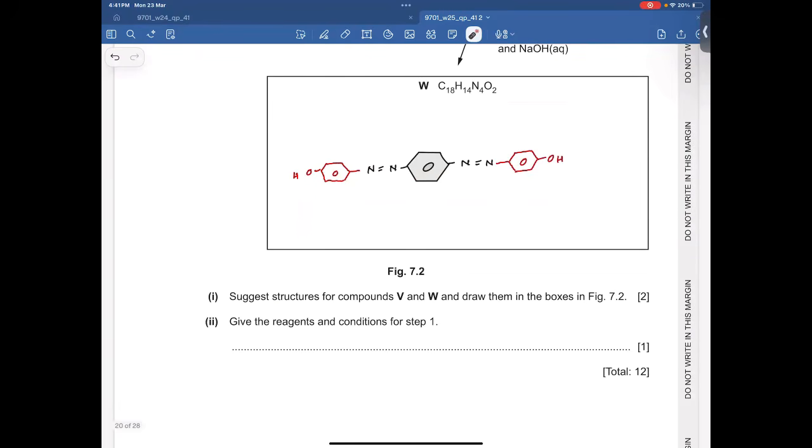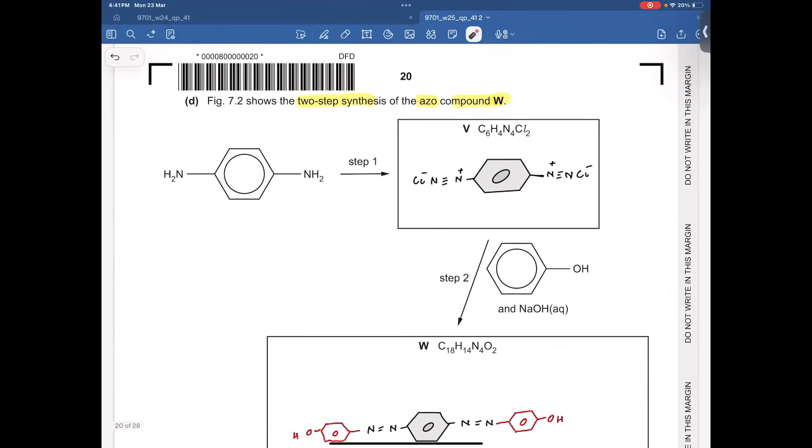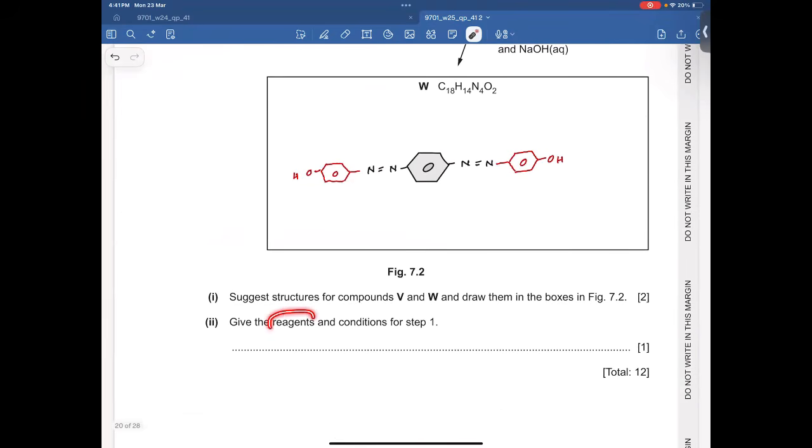That's tricky. Suggest the structure for, okay, we have done the structure. Give the reagents and conditions for step 1. To convert NH2 into diazonium chloride, we need reagents. I will use sodium nitrite and HCl as the reagent. And the condition is below 10 degrees Celsius temperature. All right. That's the end of this question.